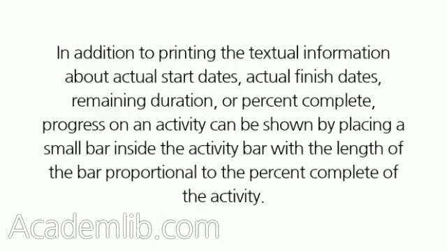In addition to printing the textual information about actual start dates, actual finish dates, remaining duration, or percent complete, progress on an activity can be shown by placing a small bar inside the activity bar with the length of the bar proportional to the percent complete of the activity.